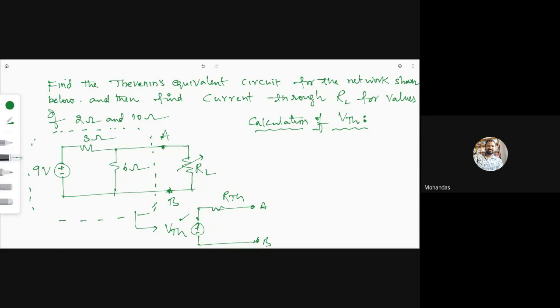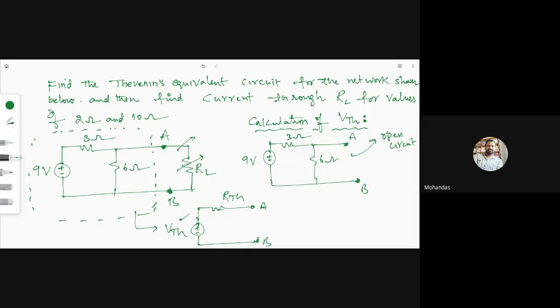Very good. So you have to remove this load resistance RL, and redraw the equivalent circuit. If I remove it and redraw the circuit, how will it look? The 9-volt source, this is a 3 ohm resistor, this is a 6 ohm resistor, and this is the pair of terminals A and B. We have separated this circuit by removing the RL. If you remove this, it creates an open circuit across AB.